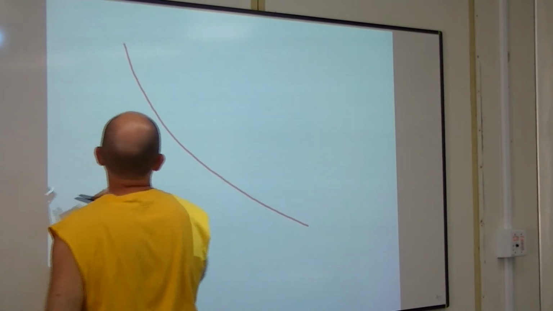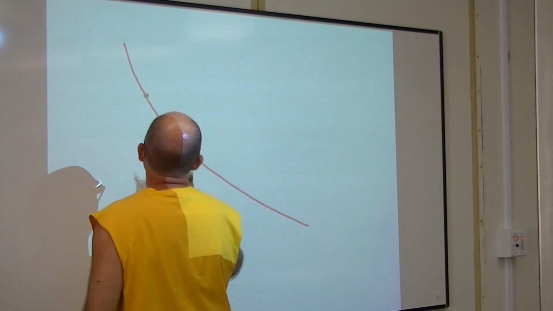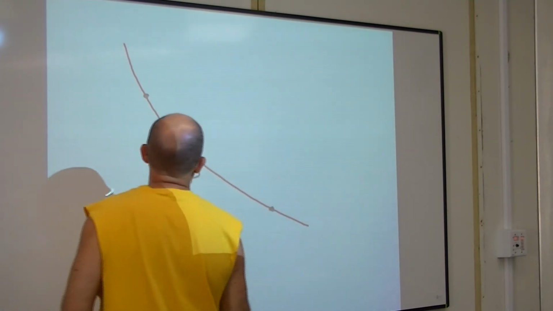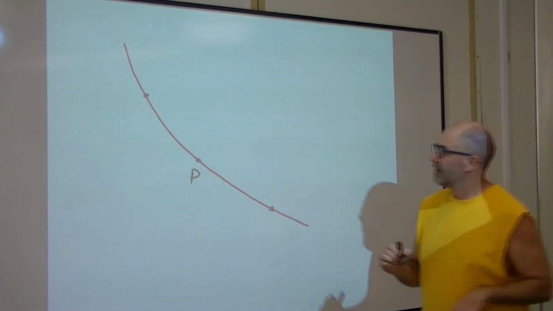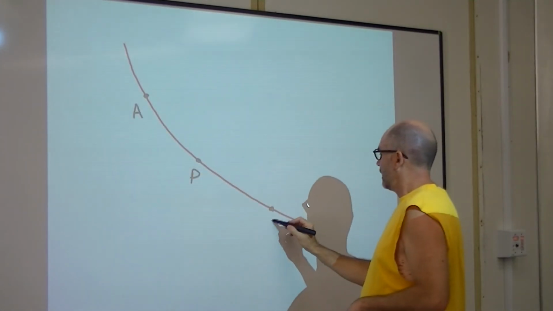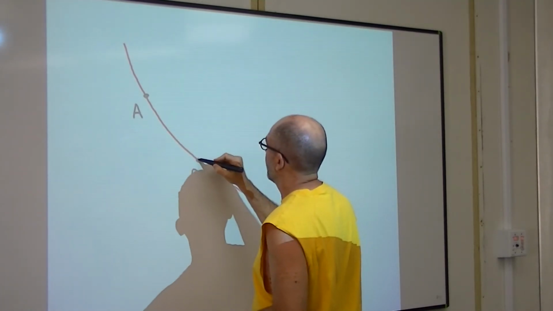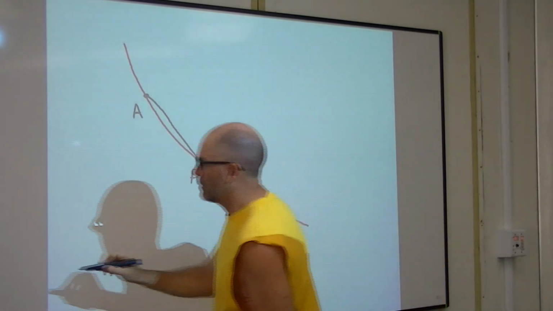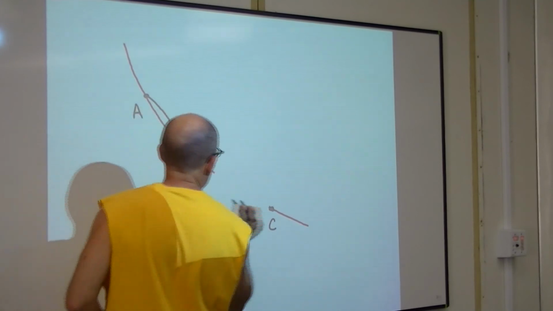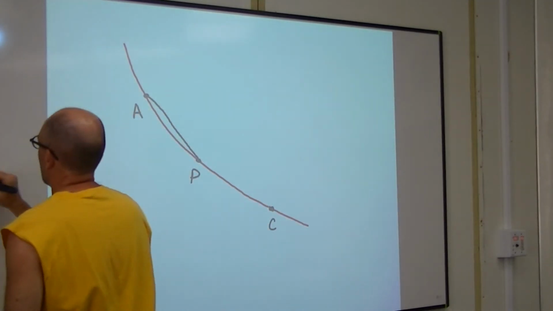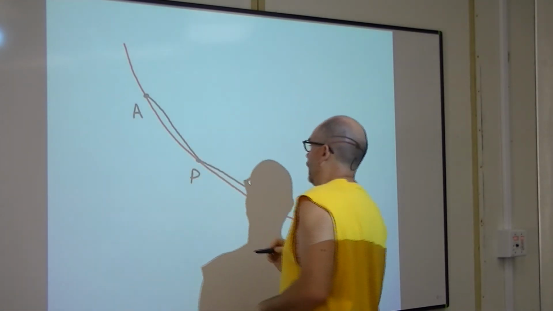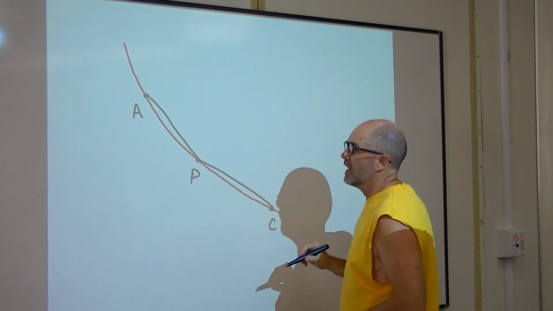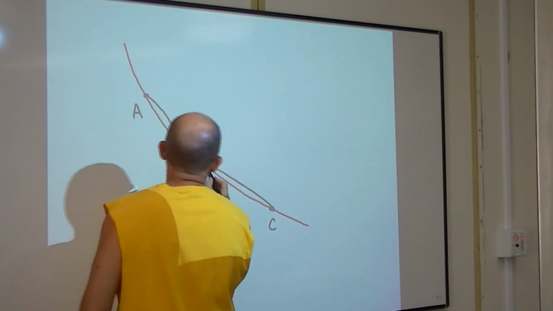Okay, here's my curve. And we'll just say, we'll call this point P. Now this is point A and C. So here's point A, here's point C. Now, if I take the slope of the secant from A to P, and then the slope of the secant from P to C and average those two slopes out, then what I'm going to get is approximately the slope of the tangent.